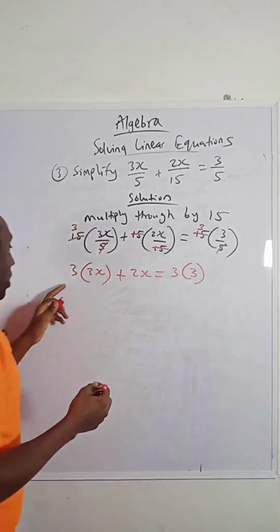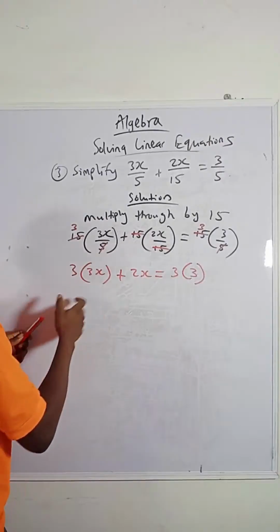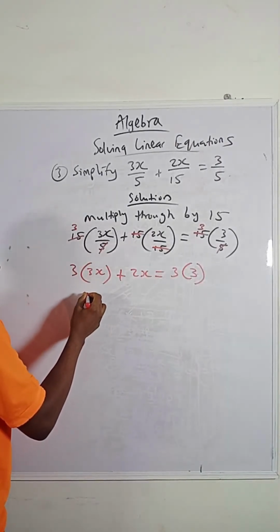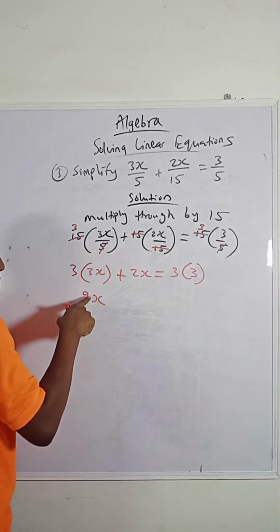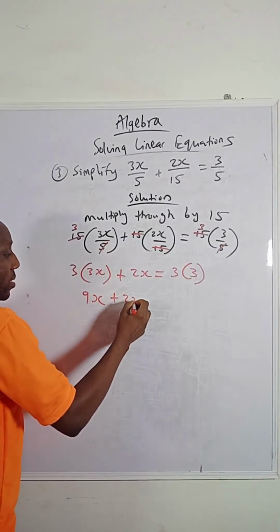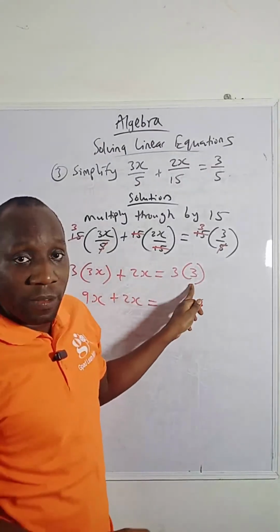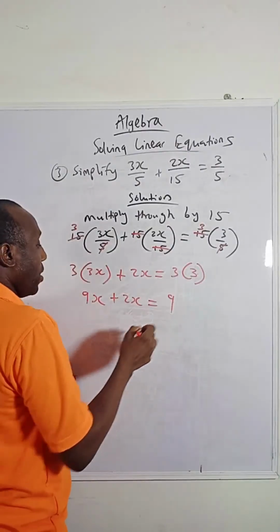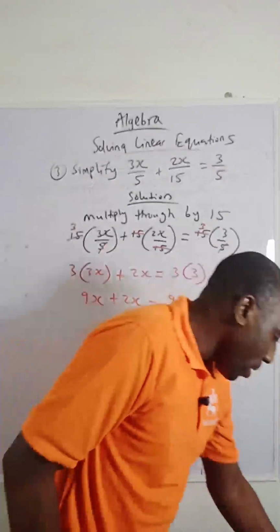So I can now expand, just multiply the brackets. 3 times 3x is what? 9x, because 3 times 3 is 9. So plus 2x is equal to, what is 3 times 3? That's 9. So we can now do what from here?